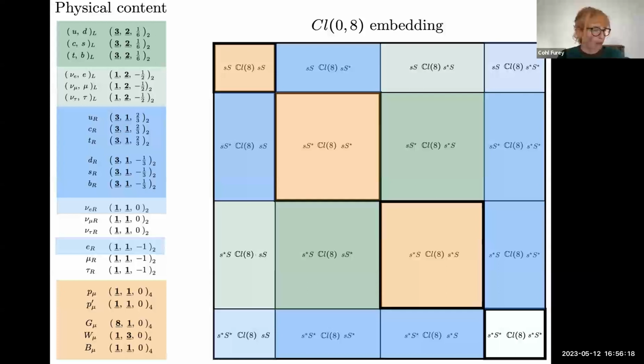So if we were to stop now, we see that we have 232 real degrees of freedom behaving in accordance with the standard model under the group SU3 cross SU2 cross U1 over Z6. So this is a majority of the 252 that we would need for the standard model if we were to include momentum operators and three generations of right-handed neutrinos. So when I say majority, I mean to say that we're at 92%.